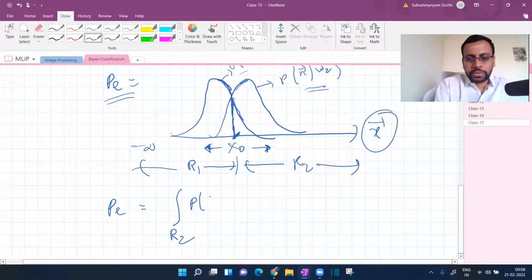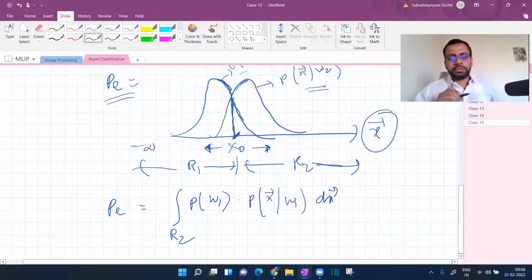Probability of omega 1, very good. Then multiplied with probability of x bar given omega 1, very good. This you are doing over region R2, dx bar, right? dx bar, very good.